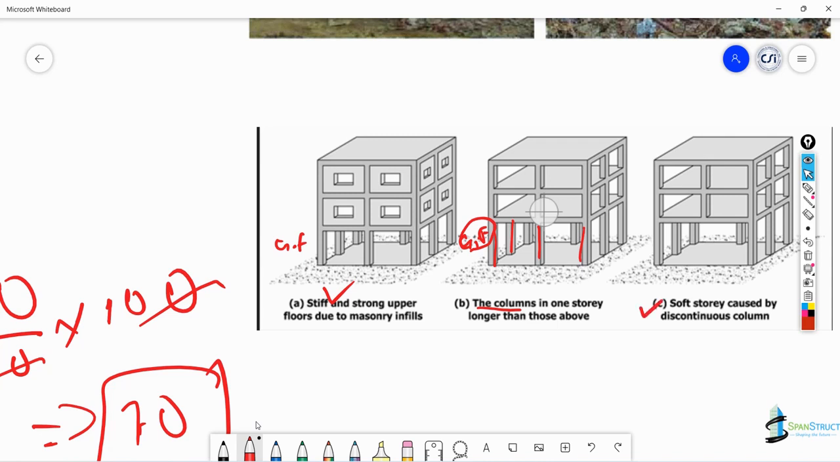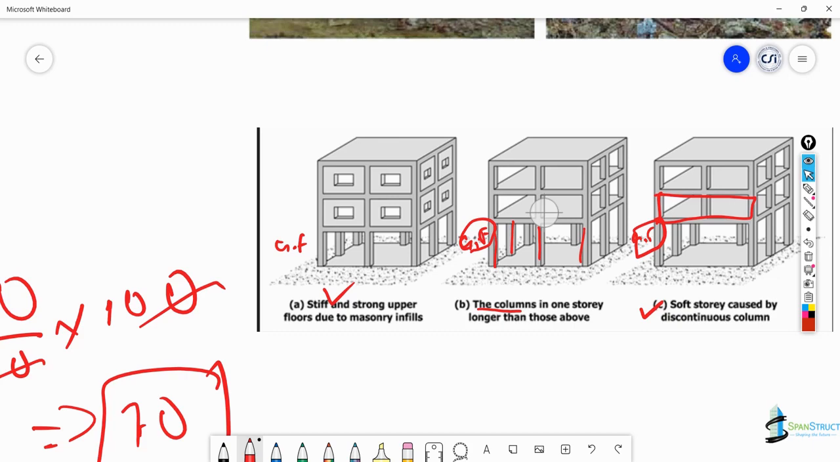If you look at the third case, the soft story caused by a discontinuous column. In the ground floor there is no column continuing here. In the case of a floating column, the stiffness of the floor above will be more compared to the ground floor, and this is the reason this story will come under the soft story.